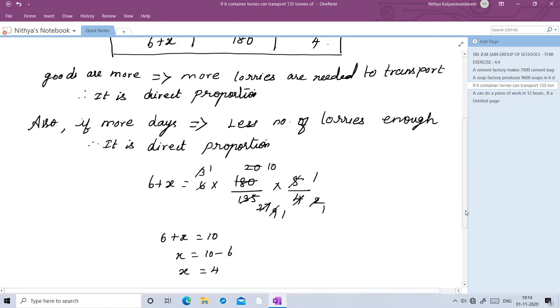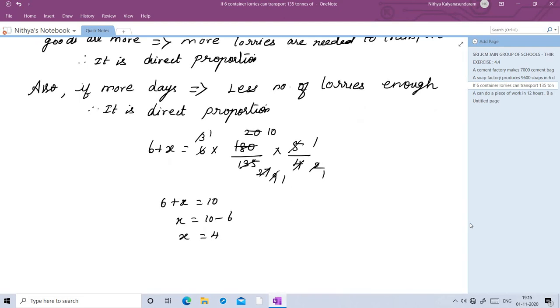Therefore, how many more lorries do we require? 4. Therefore, 4 more lorries are required.